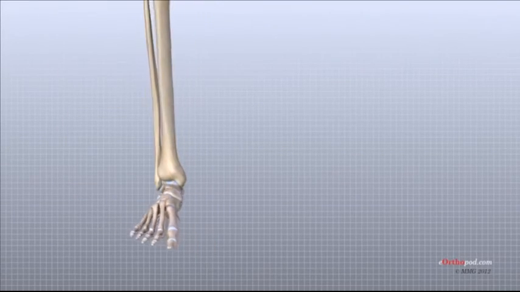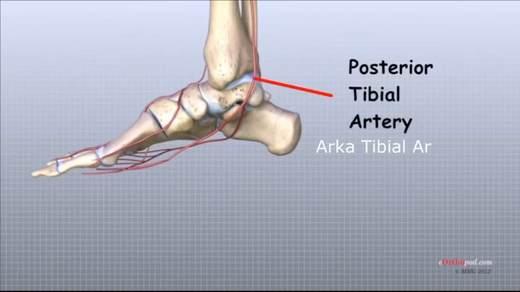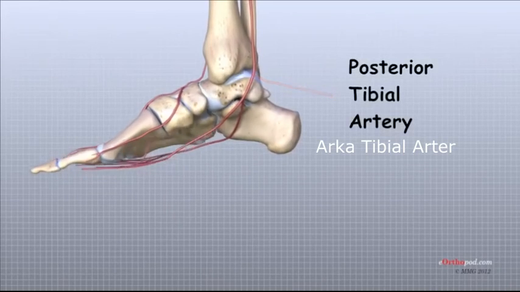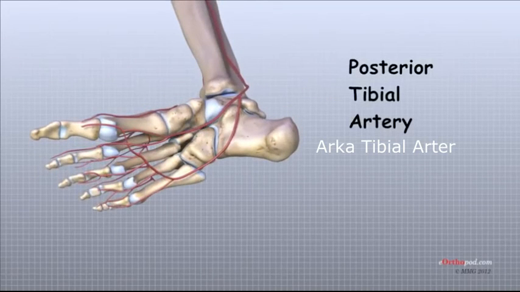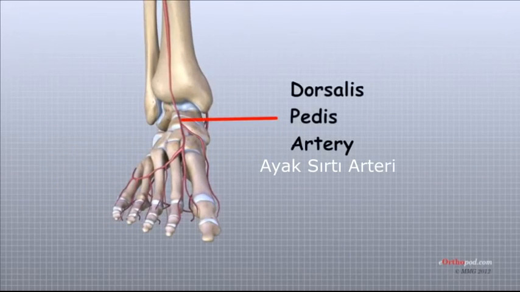The main blood supply to the foot, the posterior tibial artery, runs right beside the nerve of the same name. This artery travels into the sole of the foot, where it forms an arch just behind the ball of the foot. A second artery, the dorsalis pedis, runs down the top of the foot. You can feel your pulse where this artery runs in the middle of the top of the foot.